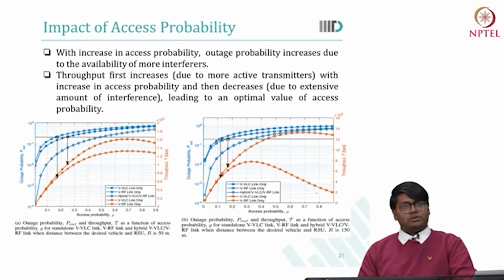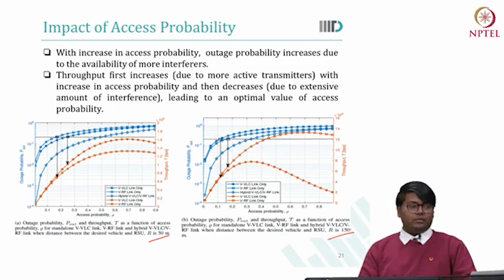Next, one can also plot the outage probability as a function of access probability for two different distances between the transmitter and the receiver. So we have typically shown the impact of varying the access probability on the outage performance for different network configurations. We have shown the results for different distances when my R is 50 meters and when my R is 150 meters.